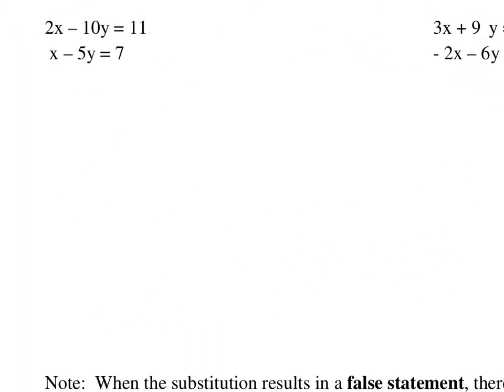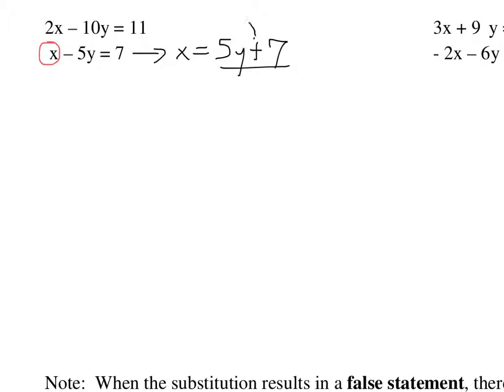What about this system of equations? Remember, we want one of the equations to be solved for one of the variables. It is easier to solve for a variable that has a coefficient of 1, that is 1 times x or 1 times y. So I'm going to solve for x in the second equation because its numerical coefficient is 1. It's 1x. So if we add 5y to both sides, we get x equals 5y plus 7. That's what x is.